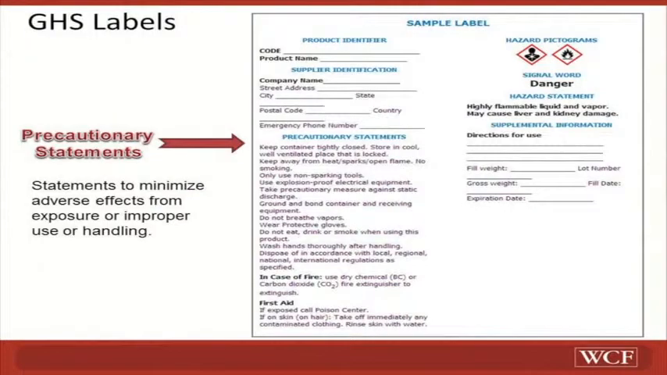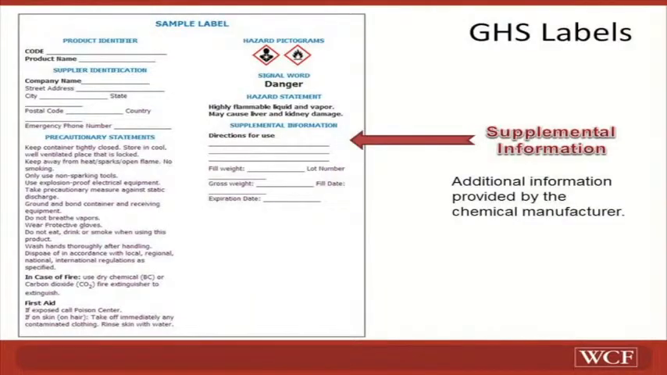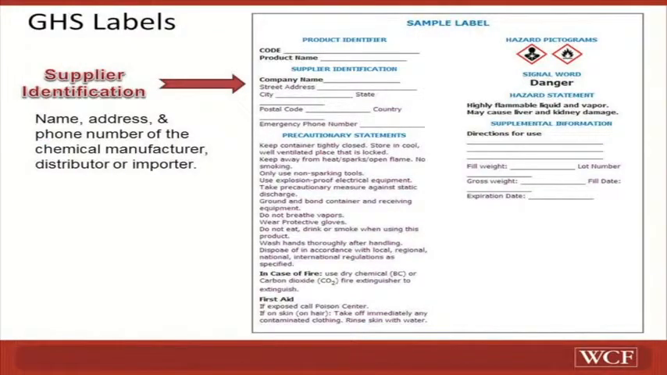Then there are the precautionary statements, such as, what do I do to protect myself? What happens if I spill this? If there's a fire or an emergency, what do I do to manage this chemical? There could be some supplemental information, such as lot codes or something like that, if that's needed. The supplier identification, which is always important.